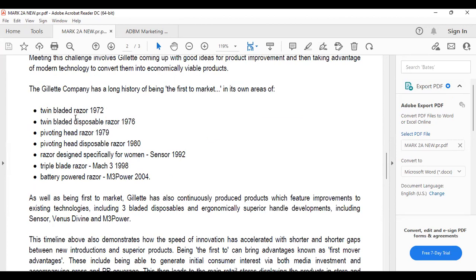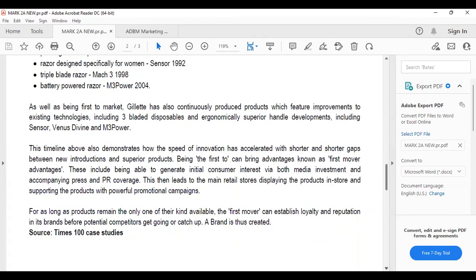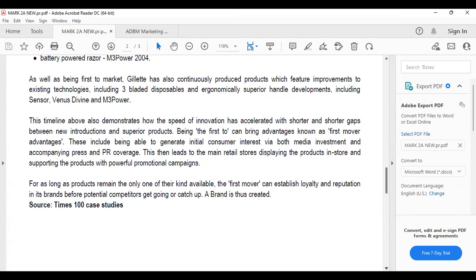So twin-bladed razor in 1972, these are inventions since 1972, 1976, 1979, 1980, 1992, up to 2004. They were trying to alter or modify their products so that they don't slip into the what? Into the decline stage. So the stage that Gillette is in right now is the maturity what? The maturity stage. Let me go to my Word document.